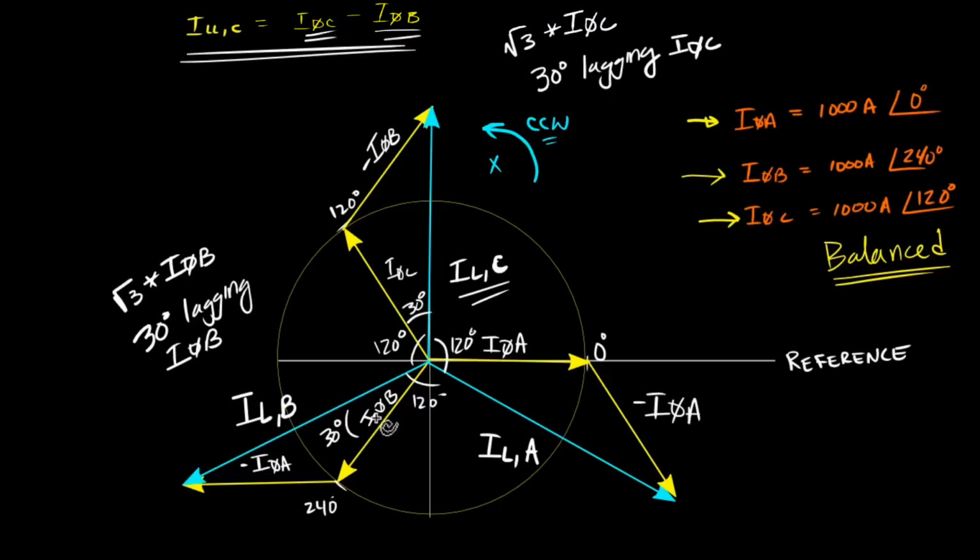Okay, and we see very clearly that the line currents lag the phase current by 30 degrees. All of the line currents lag the phase current by 30 degrees.